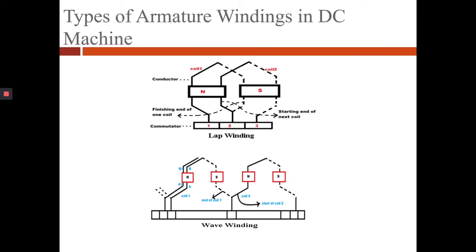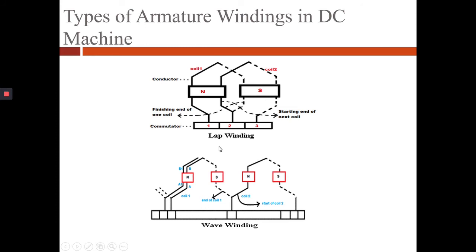Now we'll see types of armature winding in DC machine. There are two types of windings, lap winding and wave winding. We'll see comparison of lap winding and wave winding. In case of lap winding, number of parallel paths A equal to number of poles, and in case of wave winding, number of parallel paths A equal to 2. In case of lap winding, number of brushes equal to P, that is number of poles, and in case of wave winding, number of brushes equal to 2.